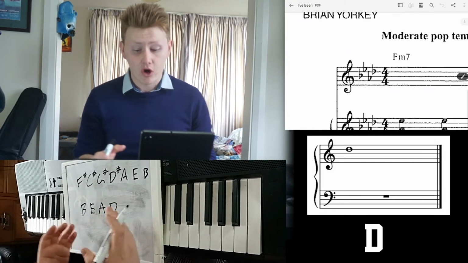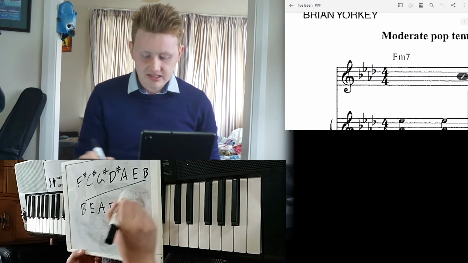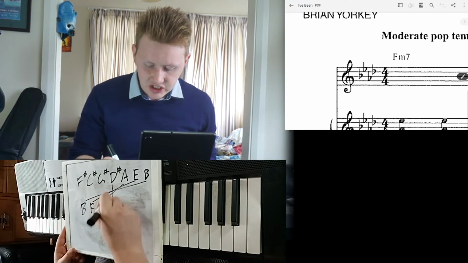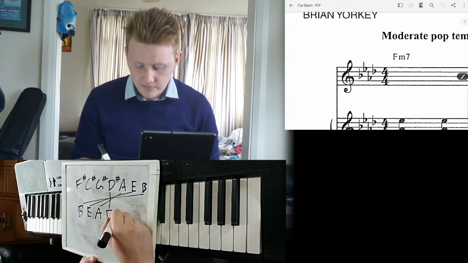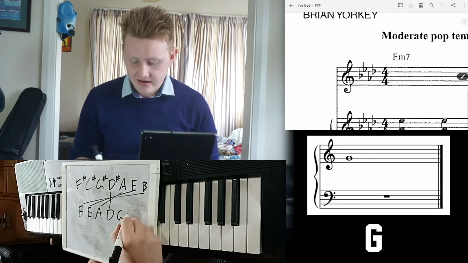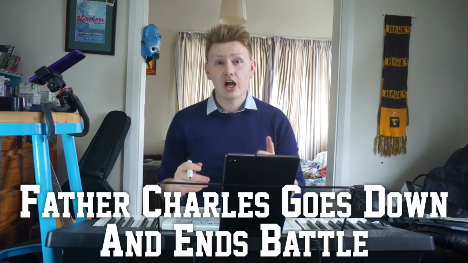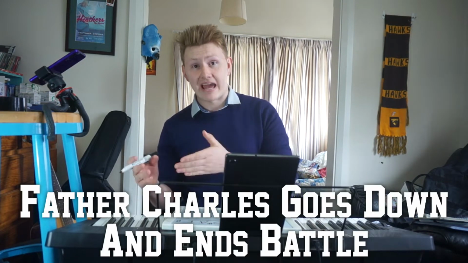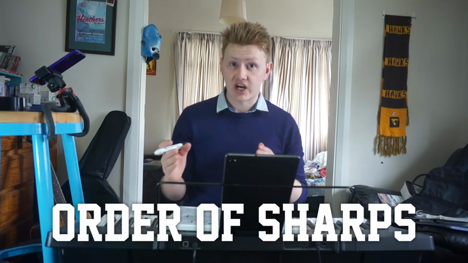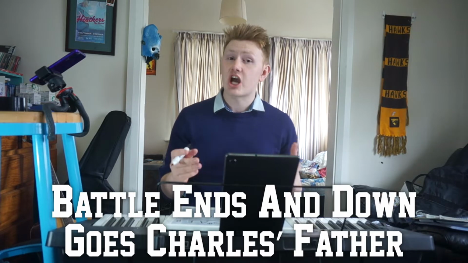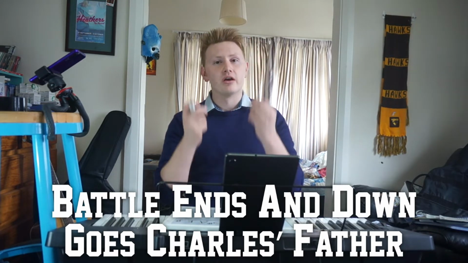If we were to continue on, looking at the similarities between the order of sharps and the order of flats, you noticed that it is just reversed, meaning the next flat would be G, the one after that would be C, and then finally F. A good way to remember the order of sharps and flats is by using this phrase: Father Charles goes down and ends battle. That is the order of sharps. Reversing that, battle ends and down goes Charles's father, is the order of flats.